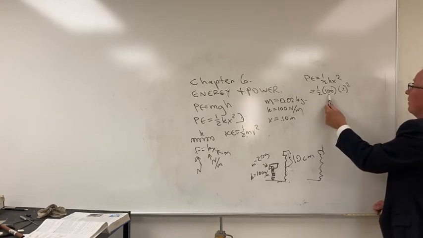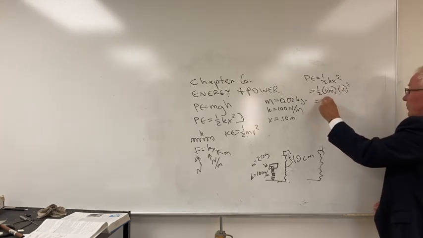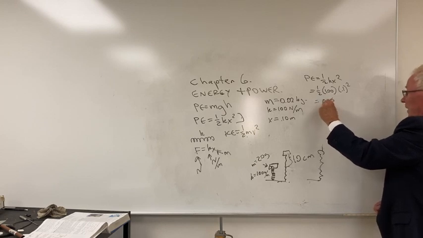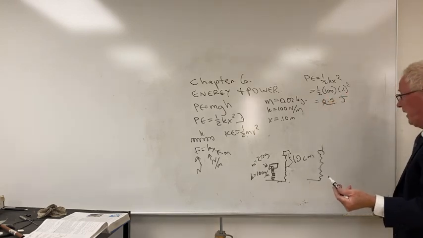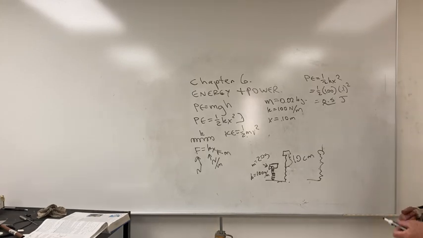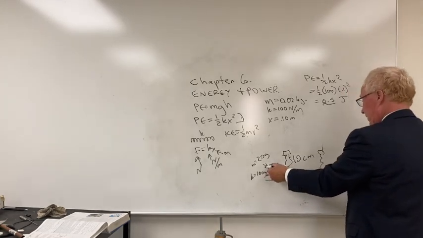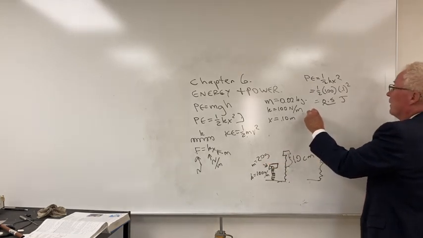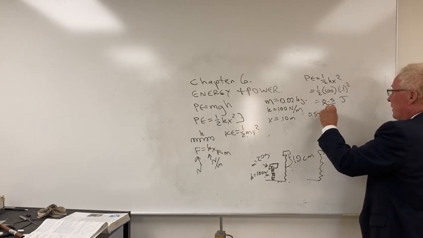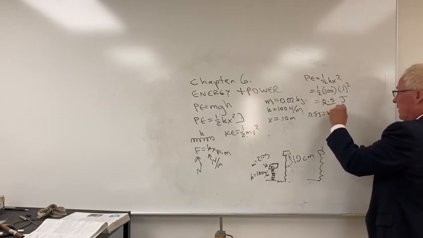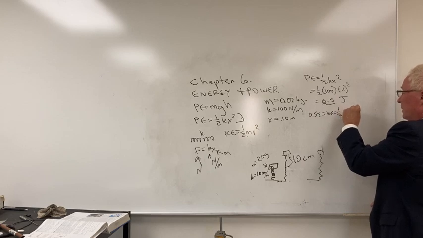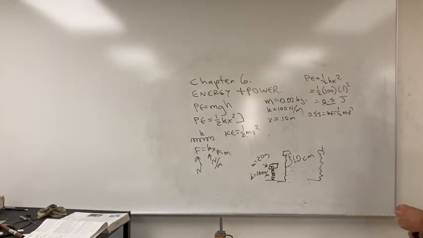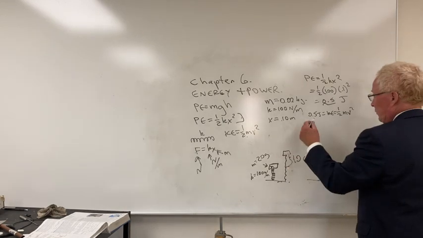Well, that's 100, that's 0.1, and that will be equal to 0.5 joules. So that's how much energy we have in this. That is potential energy, which when we let it go converts to kinetic. So we have 0.5 joules converted to kinetic, which is 1/2 mv squared. So we can find out how fast it's going at this point, when it's first released.